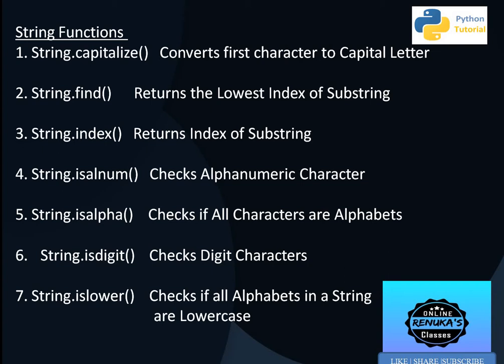So the very first is string dot capitalize. Every string function we are going to use with the dot operator and string. String dot capitalize converts the first character to a capital letter. Only the first character of the string will be converted to a capital letter. Then string dot find returns the lowest index of a substring. If we want to search any substring in a given string, then it will return the lowest index. What do you mean by lowest index?